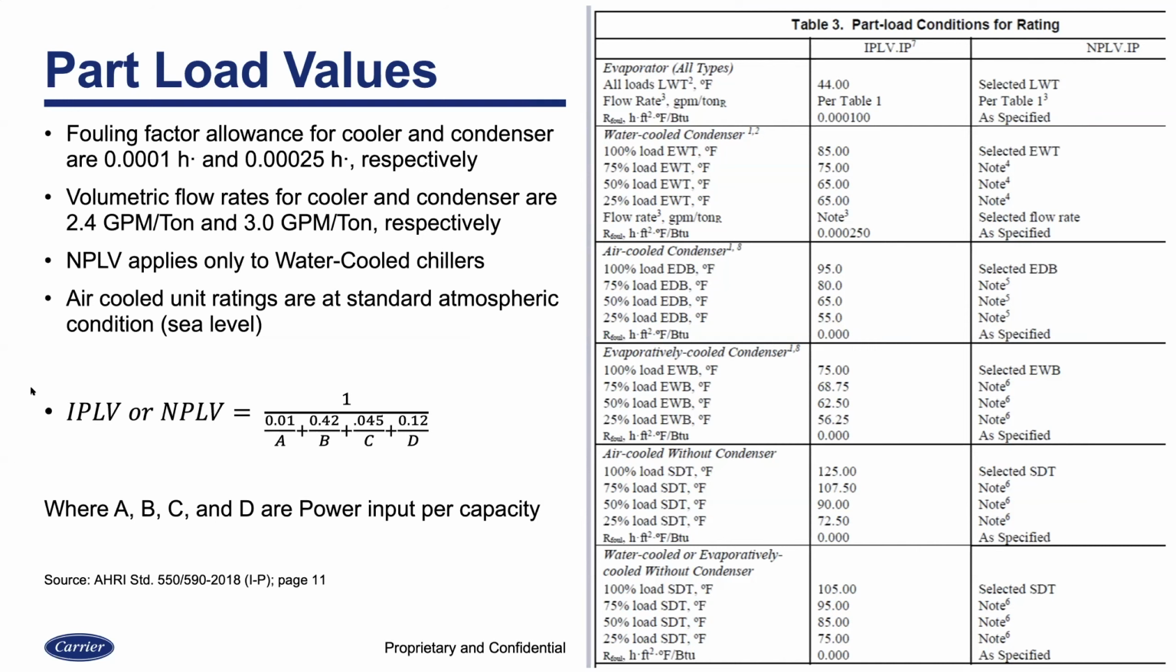To calculate both IPLV and NPLV values, we need to know the efficiency of the unit in either kW per ton, COP, coefficient of performance, or EER, energy efficiency ratio, at those four points. Again, 100%, 75%, 50%, and 25%, and at their respective entering condenser water or air temperature, whether we're dealing with a water-cooled chiller or an air-cooled chiller. And these values are represented by the letters A, B, C, and D that we're seeing in the denominator of that equation.